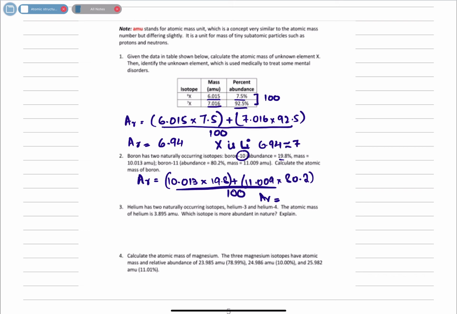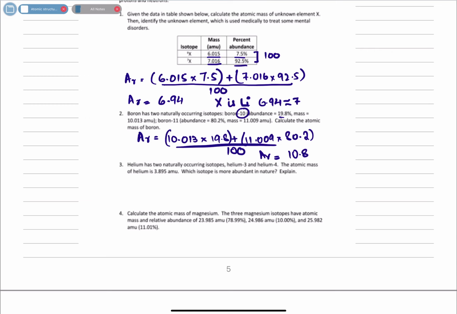So when I solve this, I will get the value: 10.013 times 19.8 plus 11.009 times 80.2, divided by 100. So this is giving me 10.8. So the relative atomic mass of boron is 10.8.